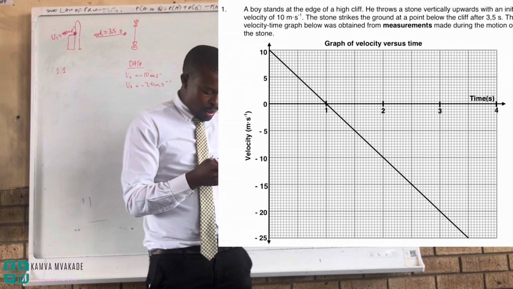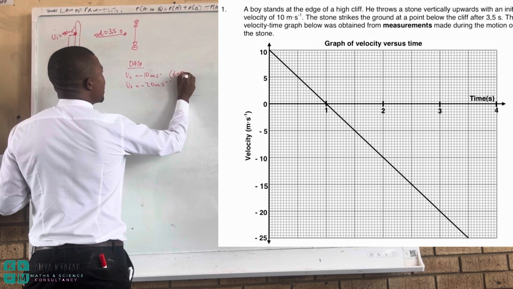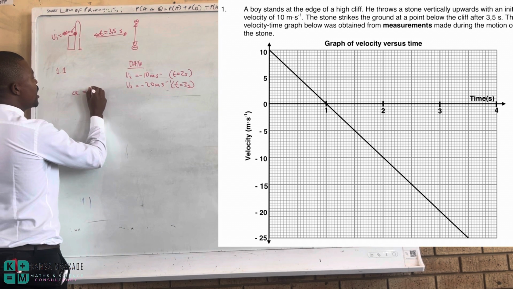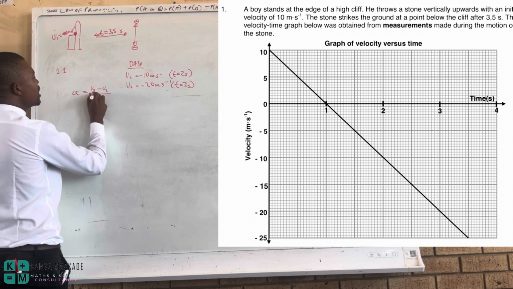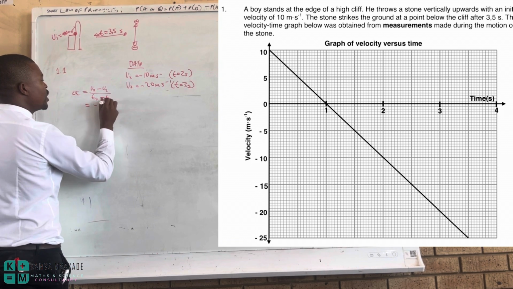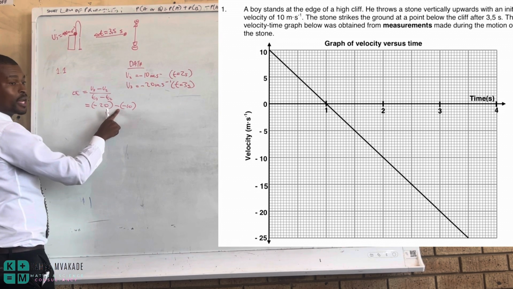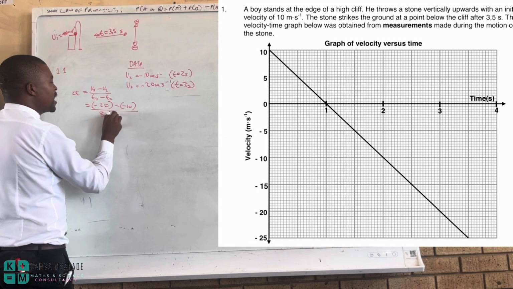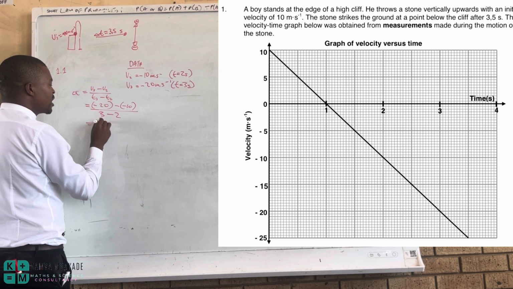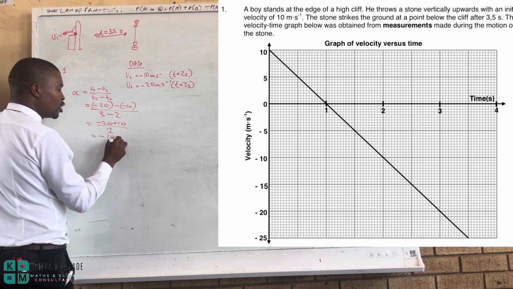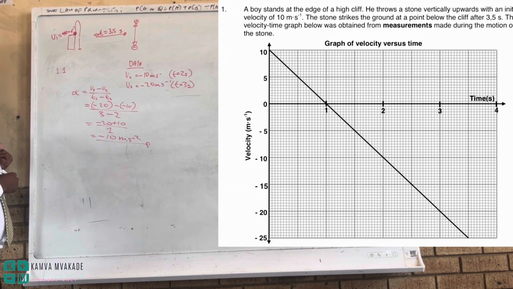And then what is the time here? Here the time is 2 seconds. Here the time is 3 seconds. So we're looking for the acceleration. Acceleration is going to be V3 minus V2 over t at 3 minus t at 2 seconds. Therefore, negative 20 minus negative 10, all over 3 minus 2, which is 1. Therefore, negative 20 plus 10, over 1. The answer is negative 10 meters per second squared. That will be our acceleration.